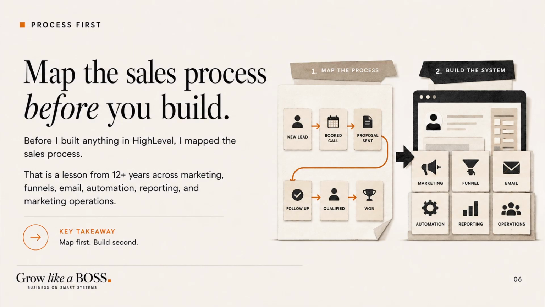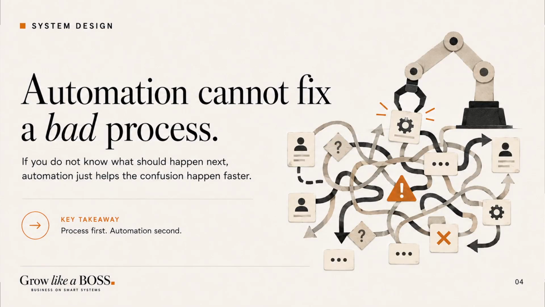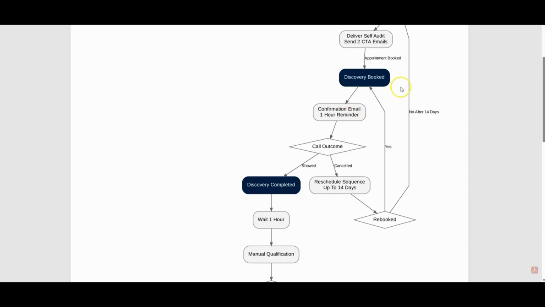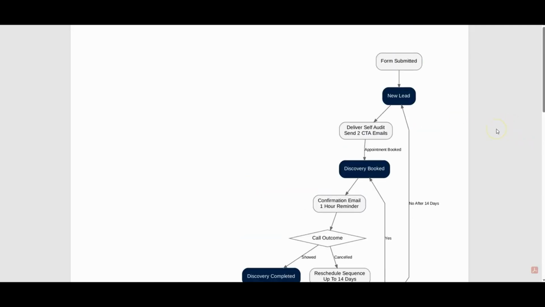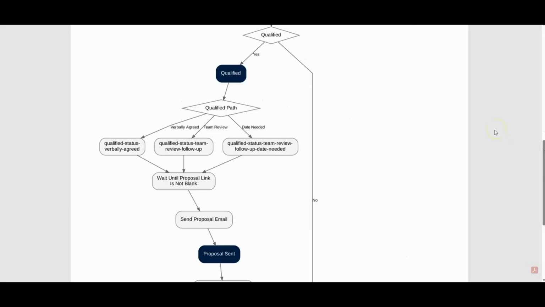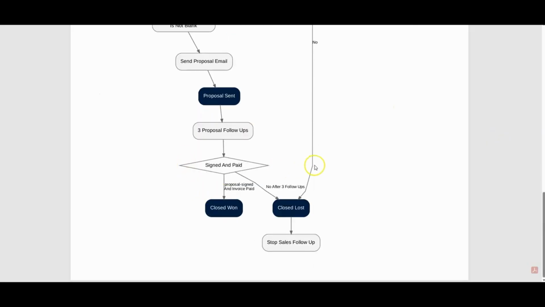Before I built anything in HighLevel, I mapped the sales process. This is something I've learned after more than 12 years of working across marketing funnels, emails, automation, reporting, and marketing operations. Automation cannot fix a bad process. If you don't know what should happen next, automating it just helps the confusion happen faster. So I mapped the journey from new lead to discovery booked, discovery completed, qualified, proposal sent, and closed won or closed lost. Then I built HighLevel around that process.